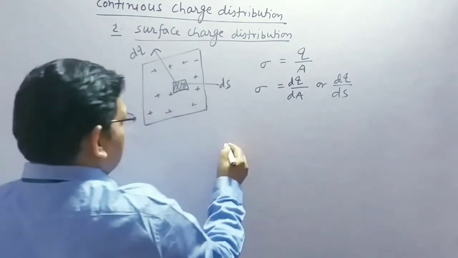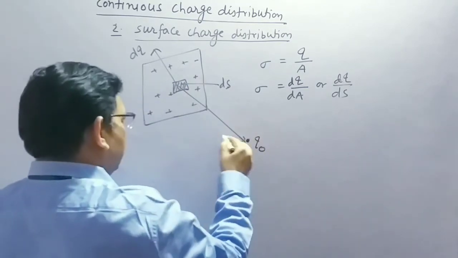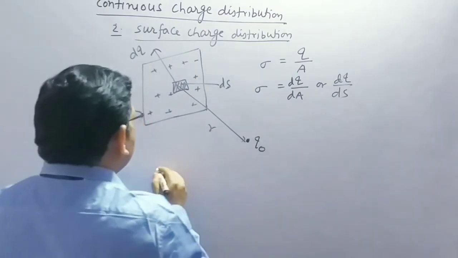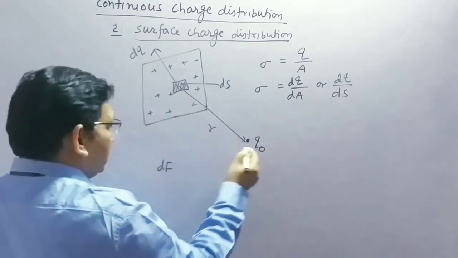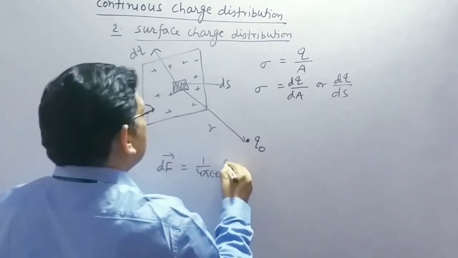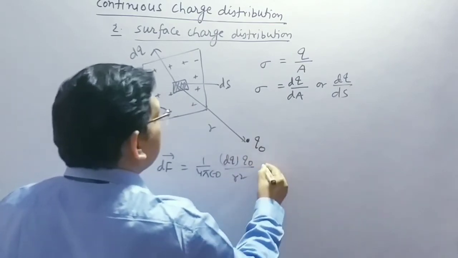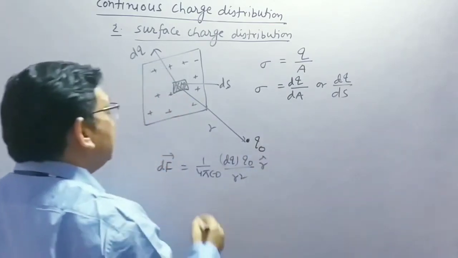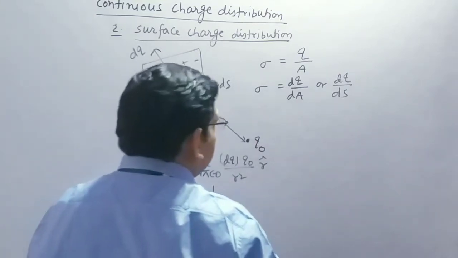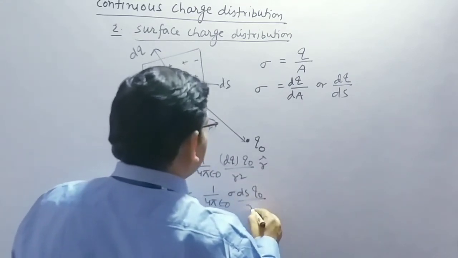Suppose we have a charge q naught at a distance r. Then the small amount of force acting on charge q naught is given by 1 by 4 pi epsilon dq q naught by r square, in the direction of the unit vector r. Here dq can be written as sigma ds.